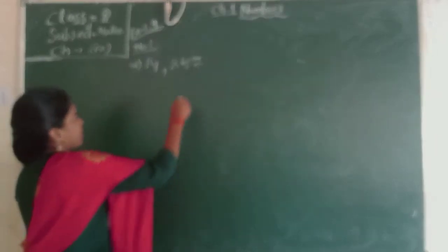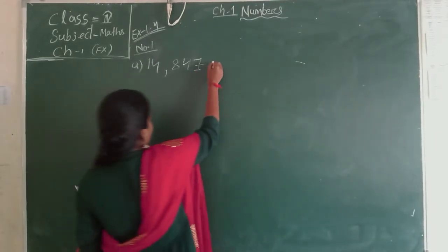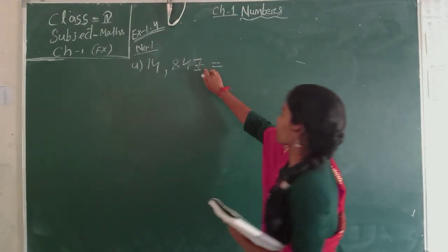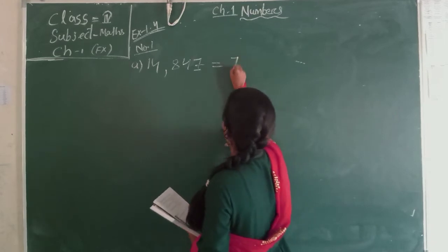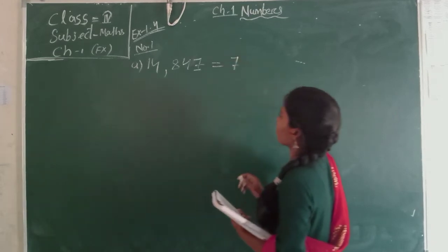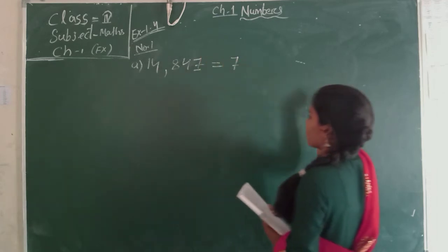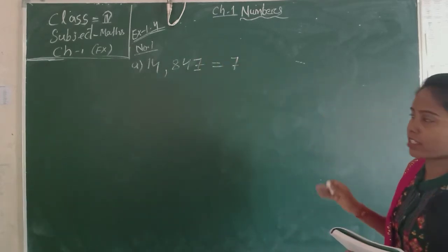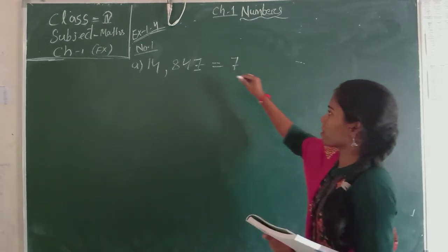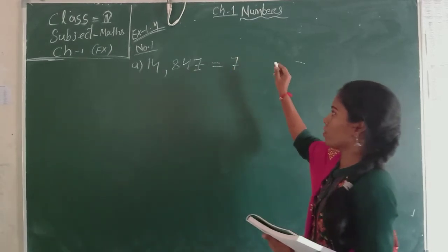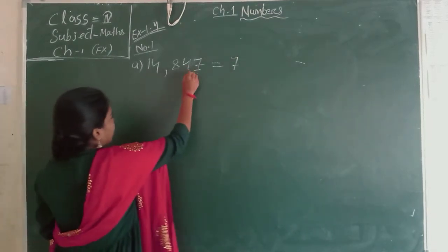6,847. And here the underlined digit is 7. So for this 7, the place value is what? How can you write the place value? First you have to write the digit. Then after that, if there are some digits left, for those you have to put 0. But after 7 there is no digit, so you simply write 7. So the place value of 7 here is 7.